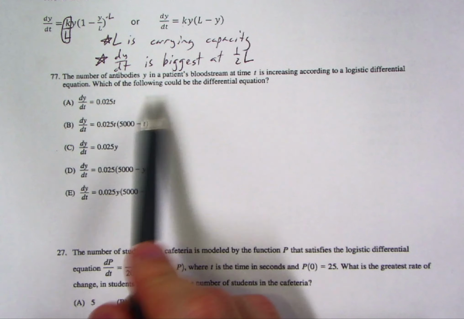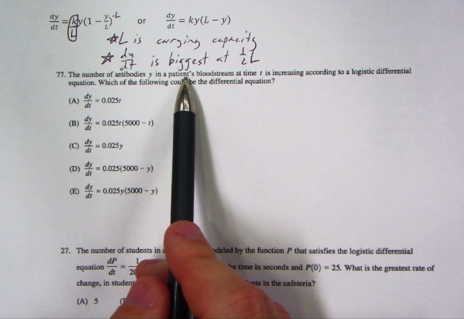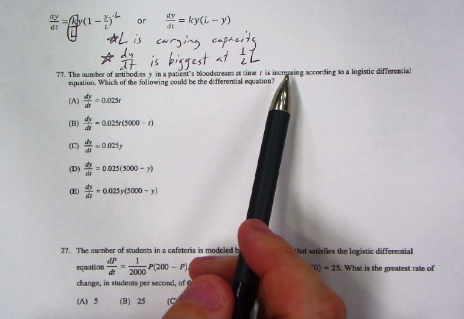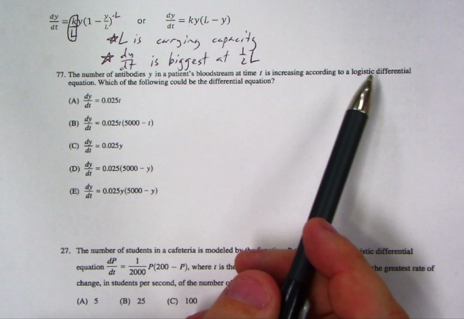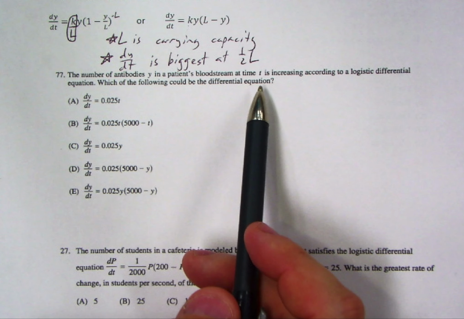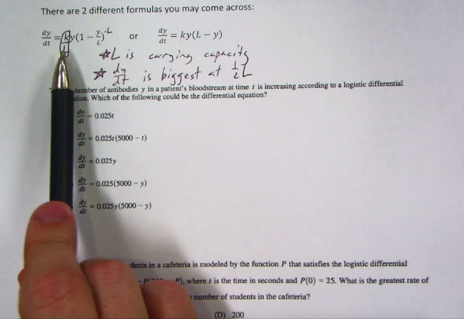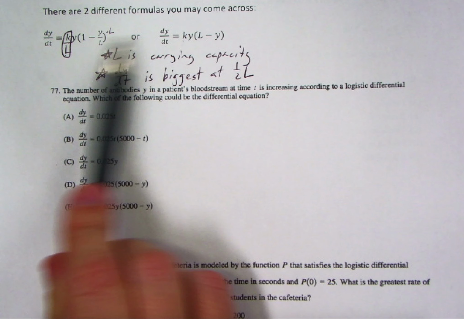But I'm just going to read the question and kind of explain the problem. So the number of antibodies, Y, in a patient's bloodstream at time t is increasing according to a logistic differential equation. Which of the following could be the differential equation? So this question is just them seeing, can you recognize the form? Do you know the form that it would have to be? And so we're really just trying to match up one of these 2 equations.